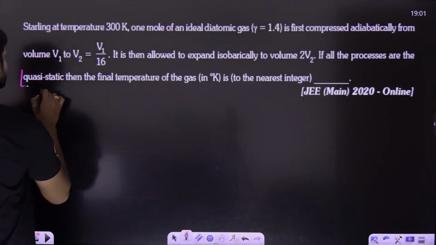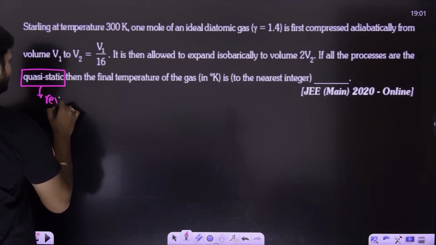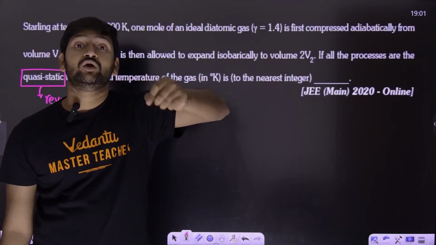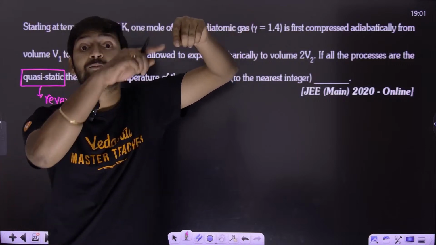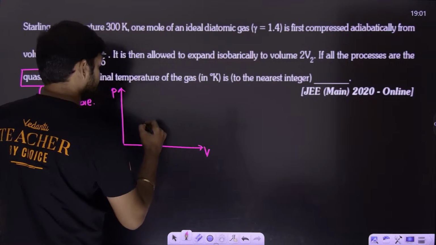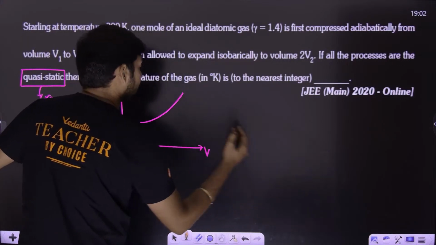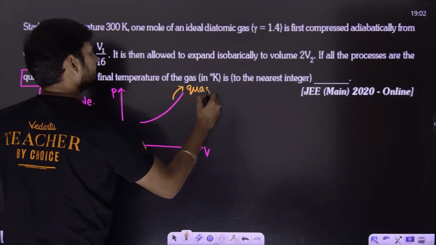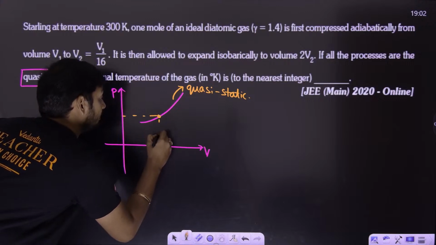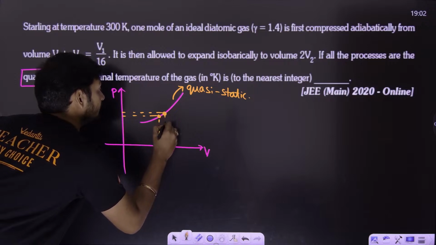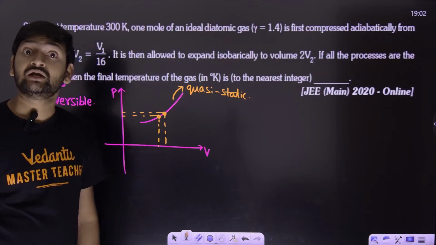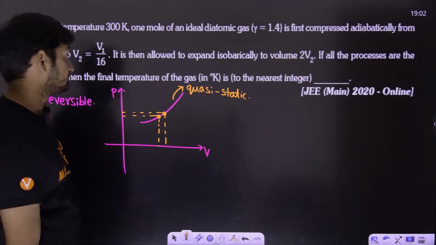See, they mentioned the word quasi-static to indicate that it is a reversible process. So what is a reversible process? It's a very slow one, so you know the pressure and volume at each and every state of the gas. Only then you can plot the graph. For example, if I plot a graph of P versus V, and you are able to plot it, this is definitely quasi-static and reversible. Why? Because you know the pressure and volume at every point.